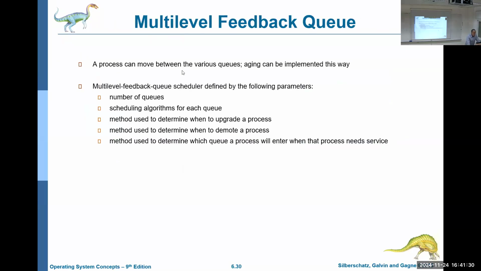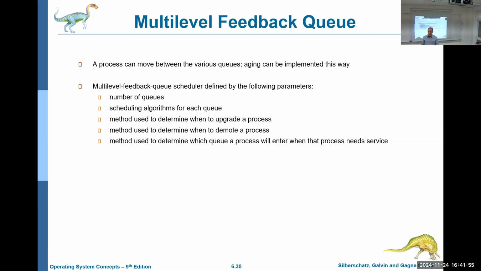So a process can move between various queues, aging can be implemented this way. So we're going to have aging, and that's what I said about aging. Well, we'll see in the next example. Instead of saying that when you get into the second queue with your 100 items. Let's say the first queue is 10 items, the second queue is 100 items. And you have 200 items.